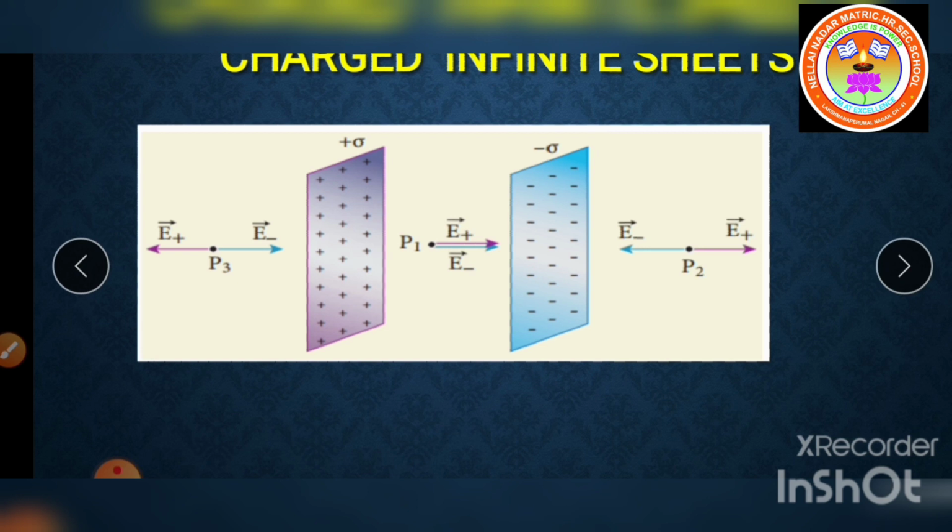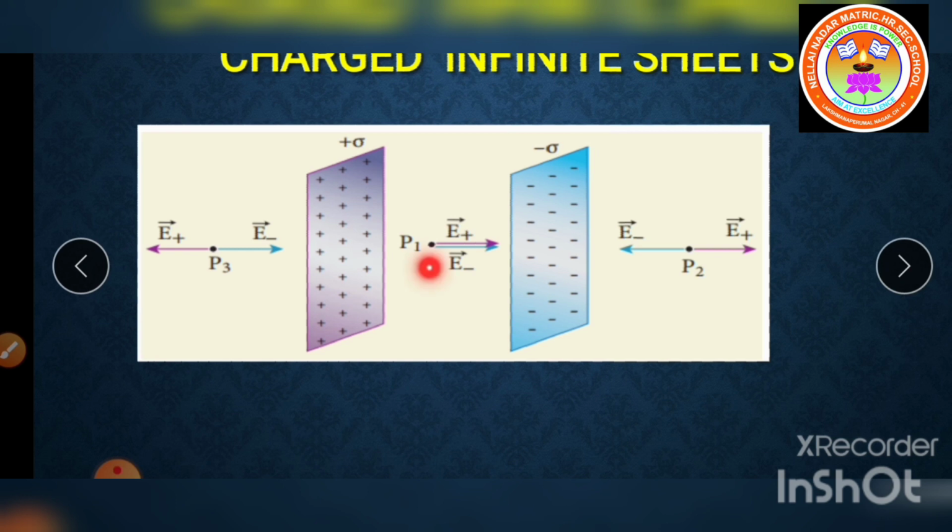So listen children, here we are going to consider 3 points. The first point is in between the plates, the second point is outside, and the third point is another outside point. We want to calculate the electric field at the point P1, at the point P2 and at the point P3. Now listen children, first I am going to consider point P1.